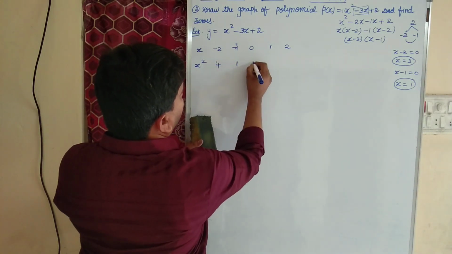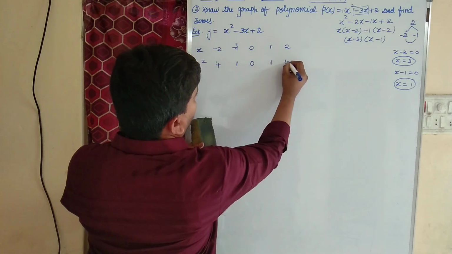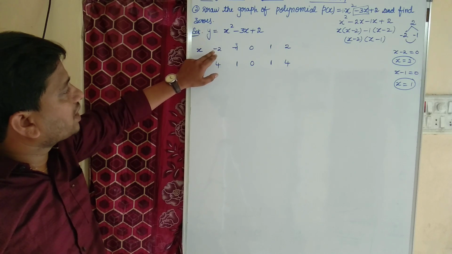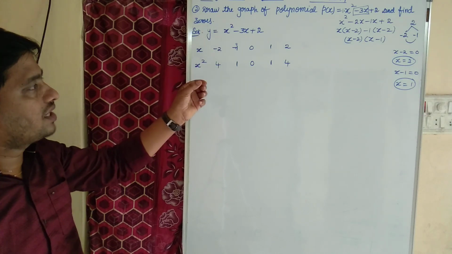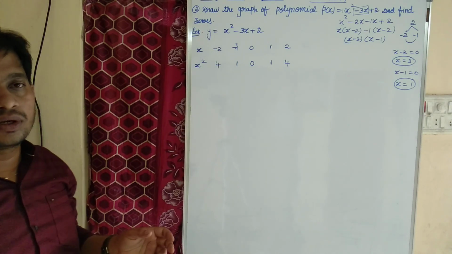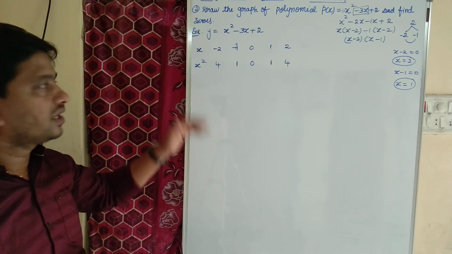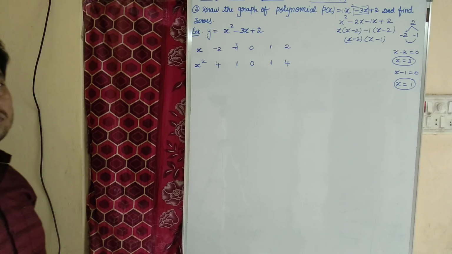1, 0, 1, 4. Okay? We are taking x values here: minus 2, minus 1, 0, 1, 2. You may take minus 3, plus 3 also. You may take minus 4, plus 4 also. Which is common to each and every problem.